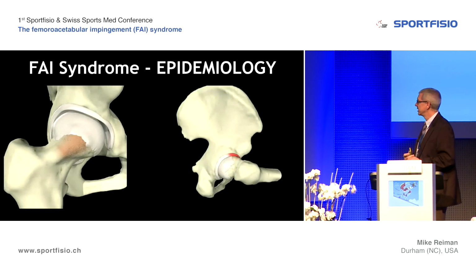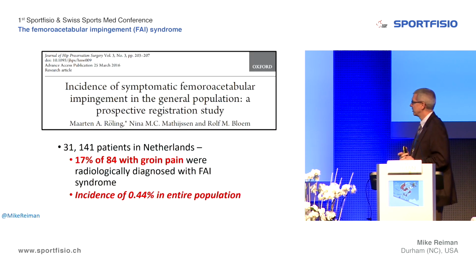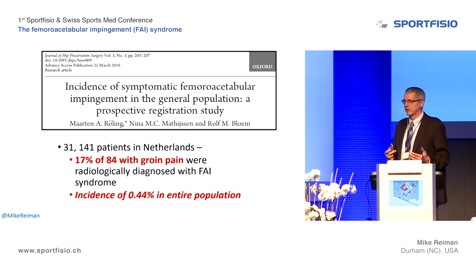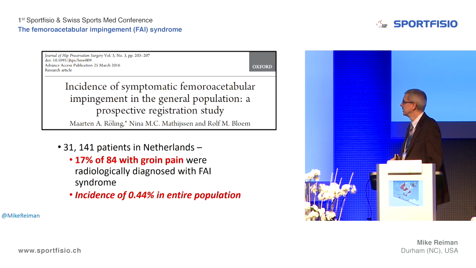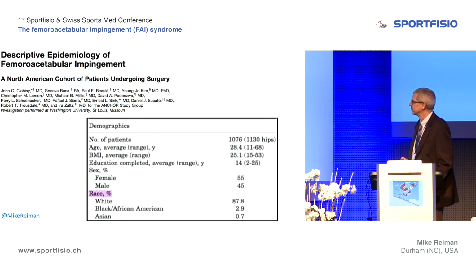But first, you have to understand how prevalent it is. To my knowledge, I think this is the only one, but there are not really population studies that look at how prevalent FAI is in different populations. I think part of the problem is figuring out the parameters. How large does the head have to be? How deep does the cup have to be to be a problem? But overall, at least in the Netherlands, it's not very common. Less than 1%. And of the 84 people that actually had hip pain, only 17% of them actually had FAI syndrome, according to their definition.